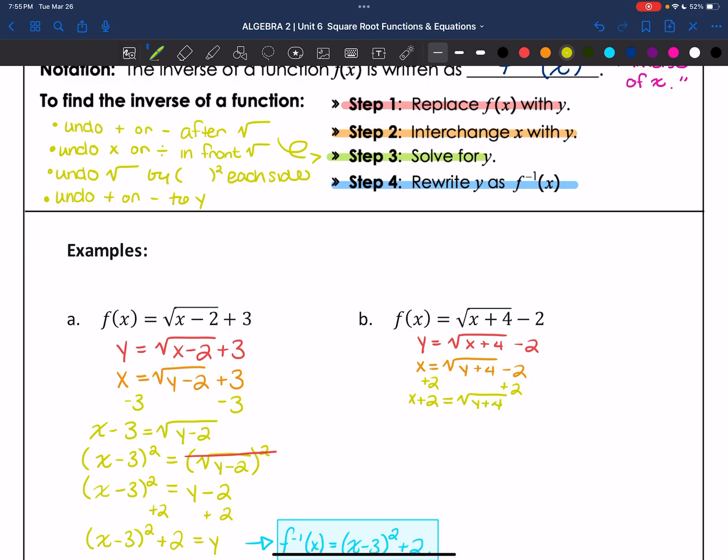Perfect. Okay, I don't have any multiplying or dividing in front of my radical, so I'm going to go ahead and go on to the next step, which is to undo my radical by squaring each side. And that will leave me with just the expression that was in the radical and my other side squared. Last step, what do I need to do to get y by itself? Yep, undo adding by subtracting.